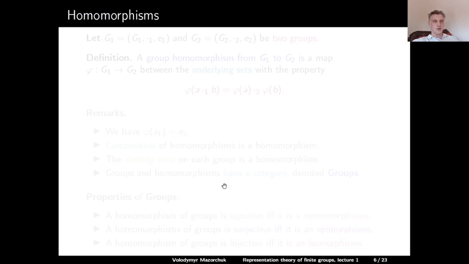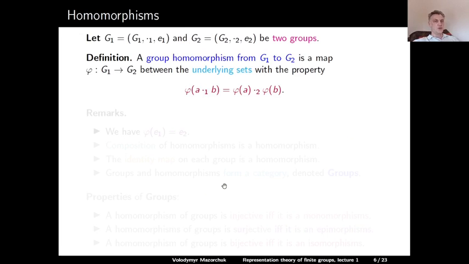Okay, let us now talk about homomorphisms. Let G1 and G2 be two groups. A group homomorphism from G1 to G2 is a map phi between the underlying sets of these group structures, which has the property that it intertwines the group operation in the group G1 with the group operation in the group G2. So this means that if we apply this map phi to the product of A and B in the group G1, the outcome should be equal to the product, now in the group G2, of the images of A and B under phi.